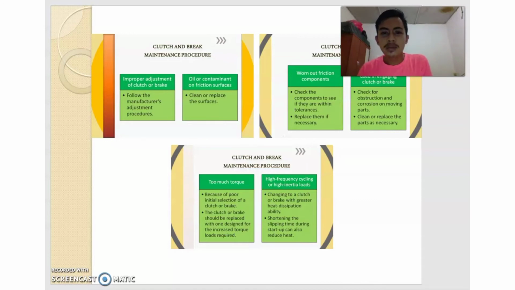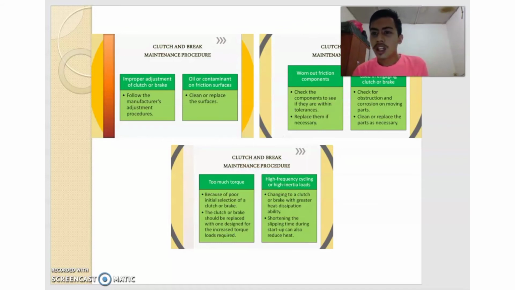For improper adjustment of clutch or brake, we need to follow the manufacturer's adjustment procedures. For oil or contaminant on friction surface, we need to clean or replace the surface. Next is worn out friction components. We need to check the components to see if they are within tolerance, or we can replace them if necessary.